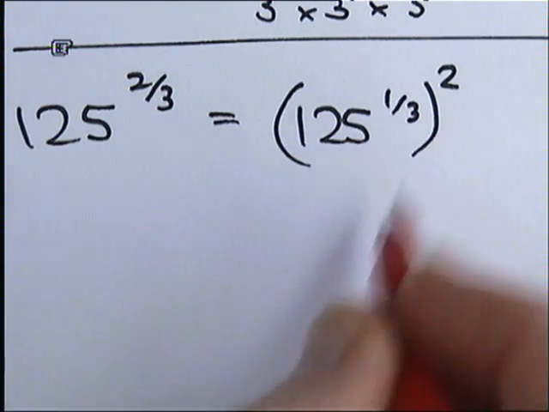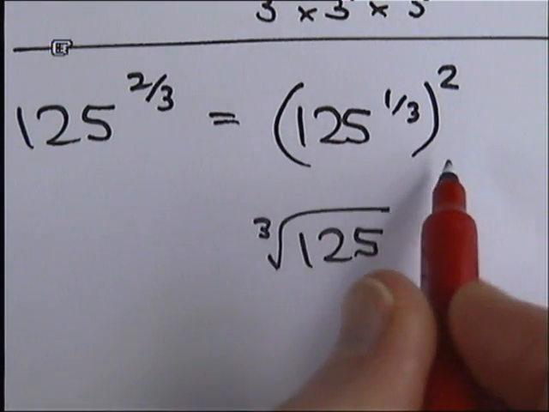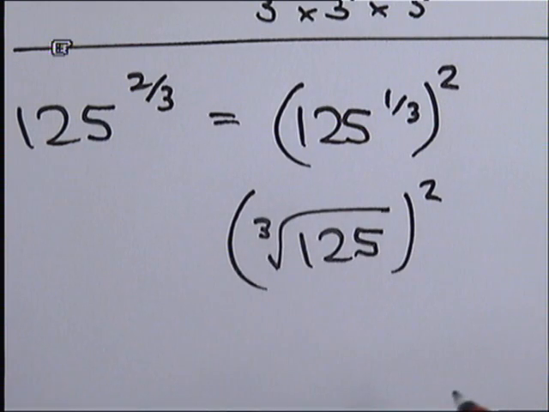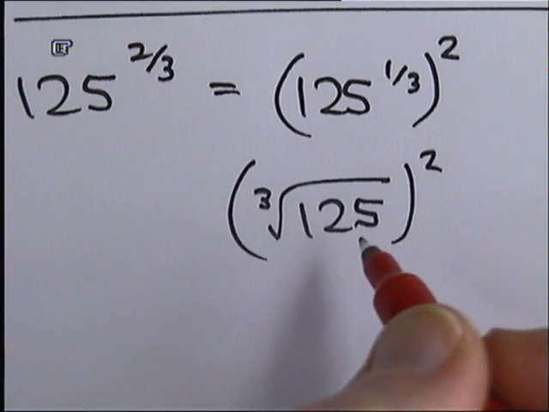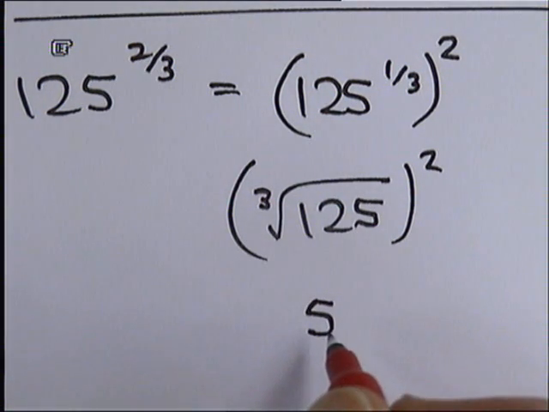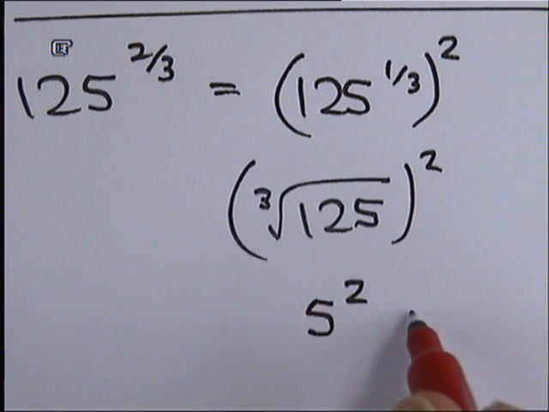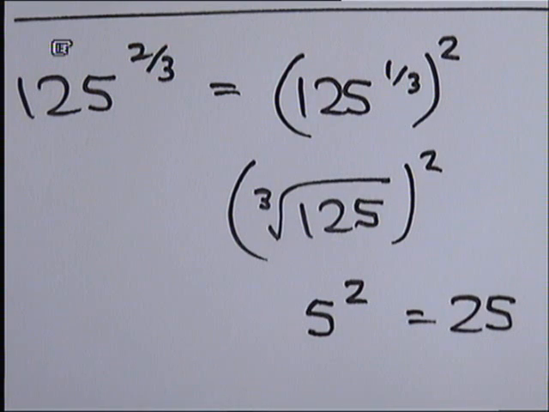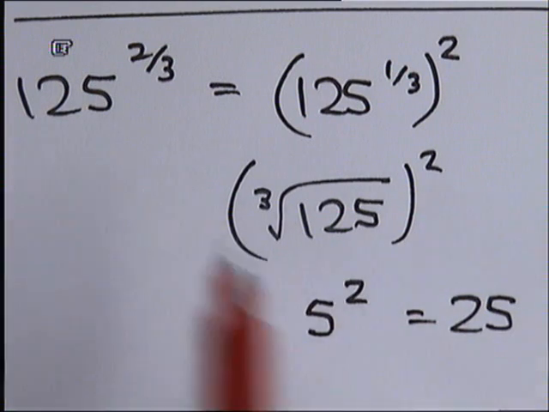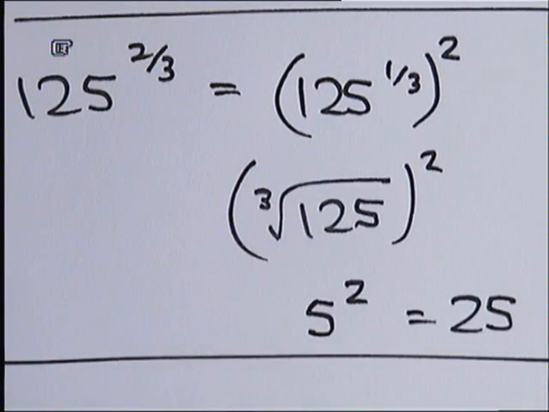Now 125 to the power of a third is the cube root of 125. So that's what's inside the bracket. That still has to be squared. The cube root of 125 is 5, because 5 times 5 times 5 is 125. 5 times 5 is 25, times 5, you get 125. So that's what's inside the bracket, and that has to be squared. 5 squared is 25. So 125 to the 2/3 is 25. The trick there was to make sure you put a 1 there to start with, and then the top number of the fraction goes outside the bracket.